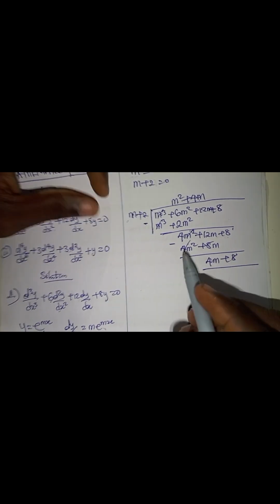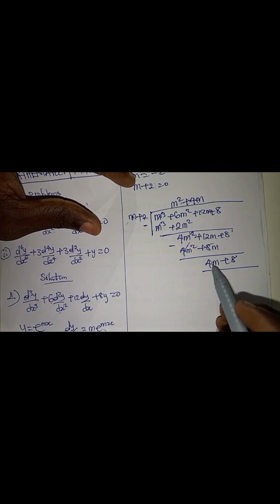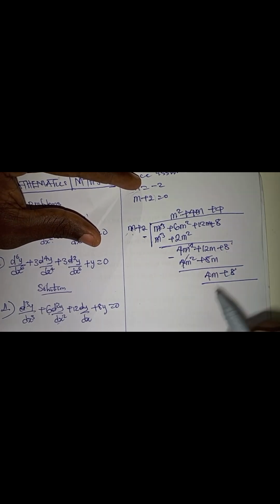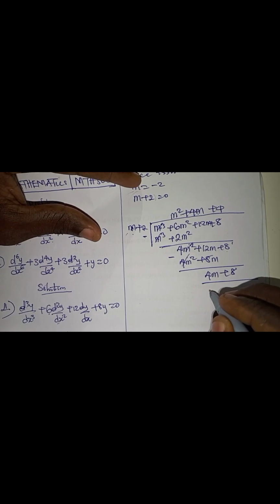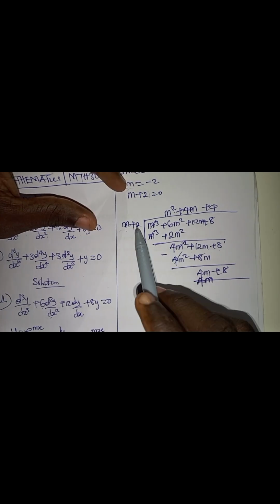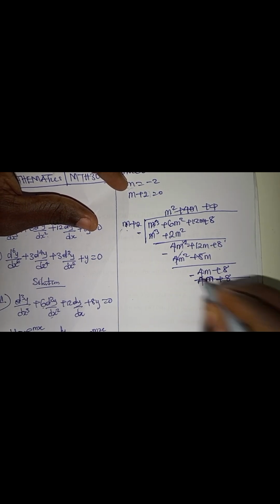I'll perform another one again. I'll divide this again by this, and I'm going to have 4. And 4 times this gives me 4m. Then this times this again gives me plus 8. So I'll perform another subtraction here. This minus this gives me 0. This minus this gives me 0.